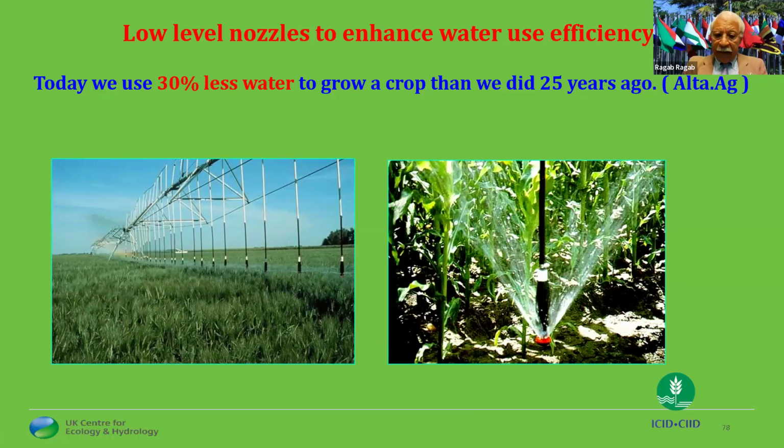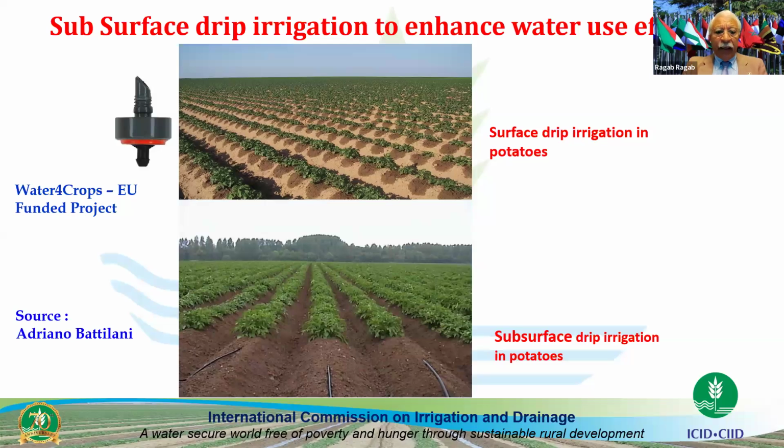So technology is moving. Drip irrigation, of course, came to light, but with surface drip irrigation, you can see here, sometimes it creates some salinity on the surface and also losses by evaporation. So we started now to move to subsurface drip irrigation. That's much better, more efficient.